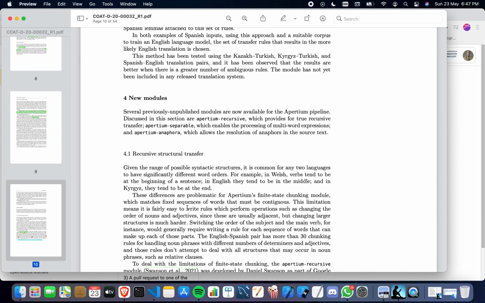Several previously unpublished modules are now available in the Apertium pipeline. Discussed in this section are apertium-recursive, which provides for true recursive transfers, apertium-separable, which enables the processing of multi-word expressions, and apertium-anaphora, which allows the resolution of anaphora in the source text.